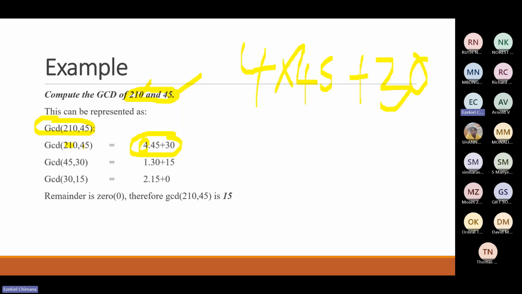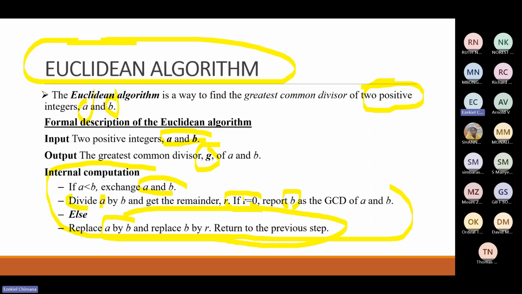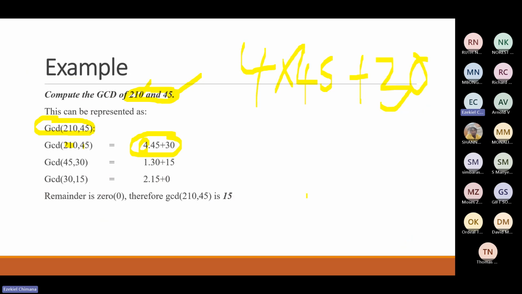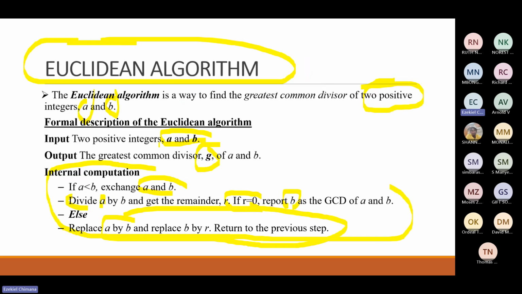The next thing to do, you check if the remainder is equal to 0. But here the remainder is 30, so it's not equal to 0. Otherwise, we would report B, which is 45, as our GCD, but no. So what do you do there? You go to the next step, which says replace A by B and replace B by R.